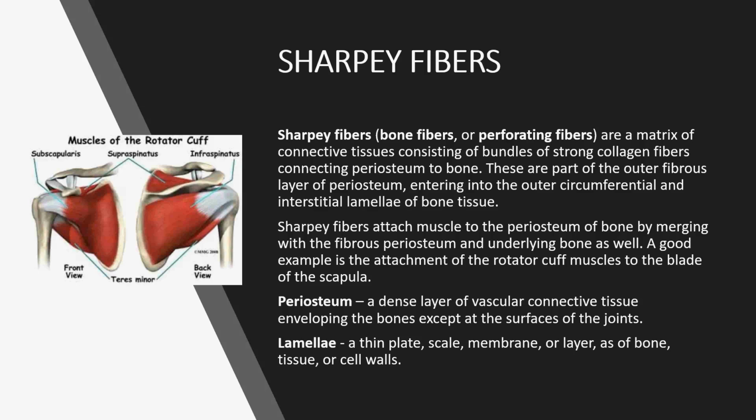the bone. Now, at the bottom of this slide, I have the explanation of what periosteum is. It's vascular connective tissue enveloping the bones. And the lamella is a thin plate, scale, membrane, or layer, as of bone, tissue, or cell walls. So the periosteum, and you have to remember that these bones are alive. They're making bone marrow inside. The muscle that's connecting to them is alive. Sharpey's fibers attach muscle to the periosteum of bone by merging with the fibrous periosteum and underlying bone as well.